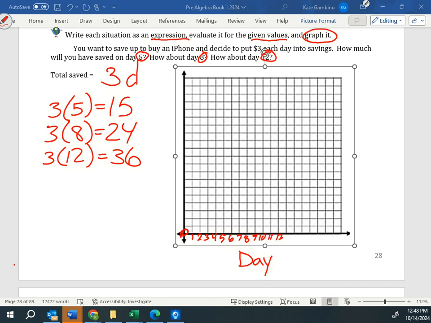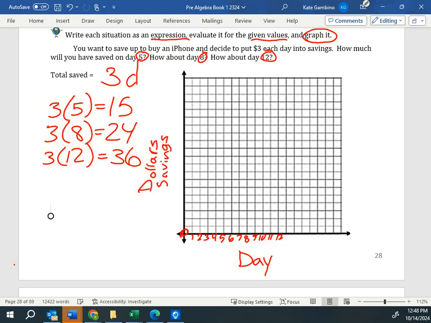What do you think is going to go up the y-axis? Dollars. That's our savings. How much are we saving every day? So you could call it dollars, you could call it savings. And then, I know I need to go up to 36. Doesn't look like 36 going up. Uh-oh, I'm going to run out of room.